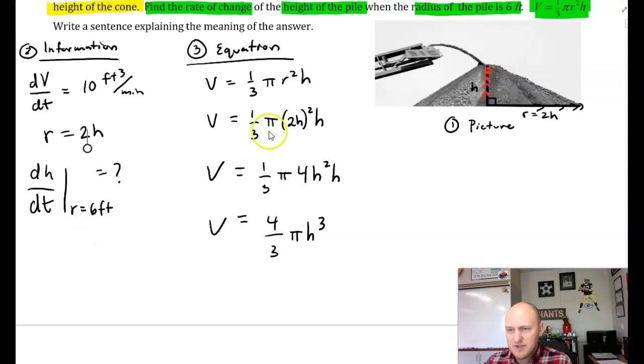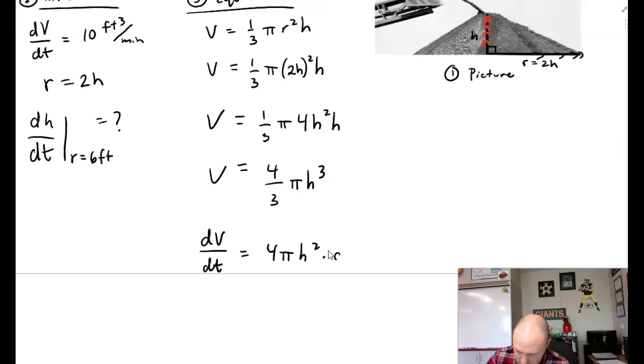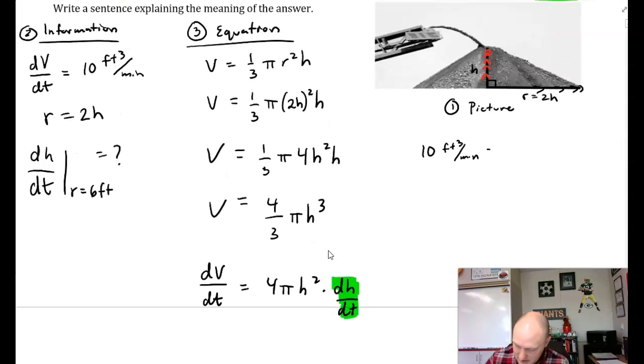Now that I've plugged that piece of information in, I want to differentiate. So I'm going to differentiate this formula. I have the derivative of volume with respect to time is equal to, if I use the power rule here, our 3's will cancel, and I have 4 pi h squared times dh/dt. And again, dh/dt, that's what we want to find. So we're going to plug in everything that we know. I know that dV/dt is 10 cubic feet per minute, which is equal to 4 times pi times h squared.